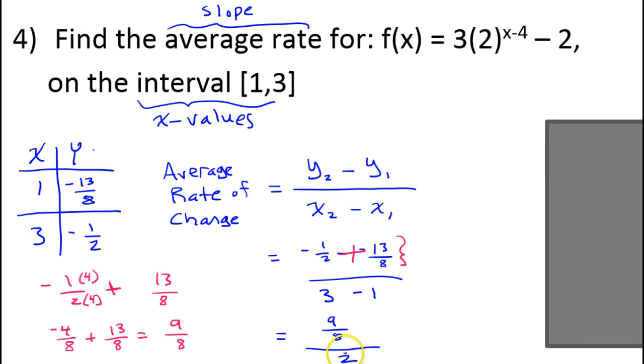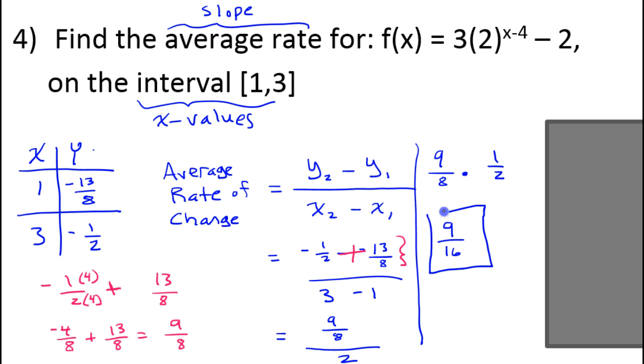So I've got 9/8 divided by 2. How do I do that? Well, when you're dealing with fractions, if you want to divide, what you do is you multiply by the reciprocal. So 9/8 divided by 2 is the same thing as 9/8 times 1/2. Okay, I'm multiplying by the reciprocal. So I'm just multiplying straight across. So 9 times 1 is 9, 8 times 2 is 16. So this is it. This is the slope. This is the average rate of change, 9/16.